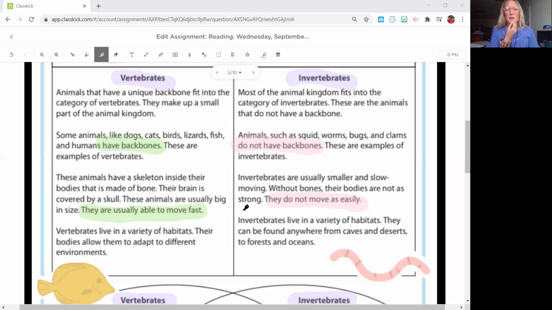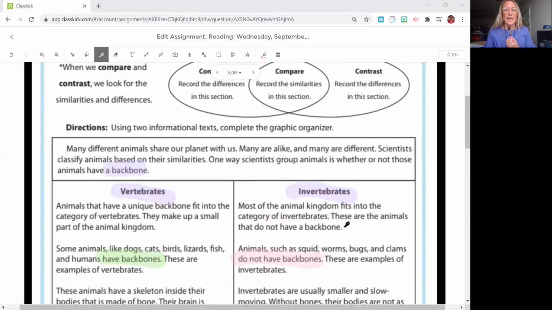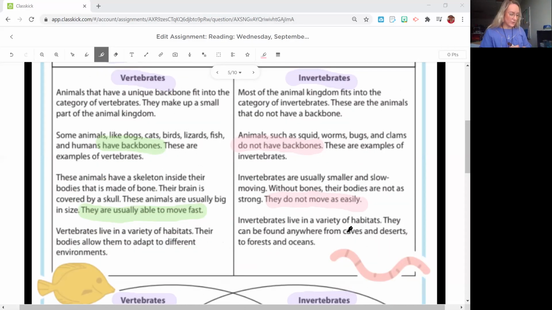Now I want to go back and see what is similar. How can I compare these two things? Now I need to think of the big topic. What are they really talking about? And maybe I can look back at the top to see if it gives me any clues. I see that both of these are talking about animals. So if I'm comparing both of these, I can say that animals can and cannot have a backbone. If I was comparing these two texts, I could write, it's all about animals.